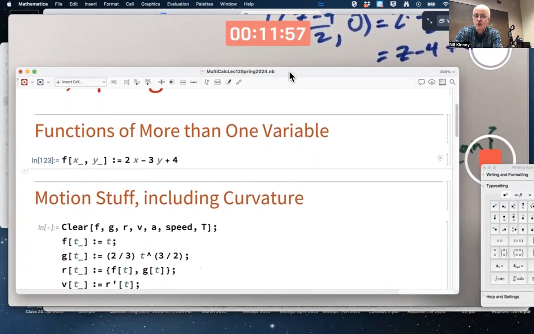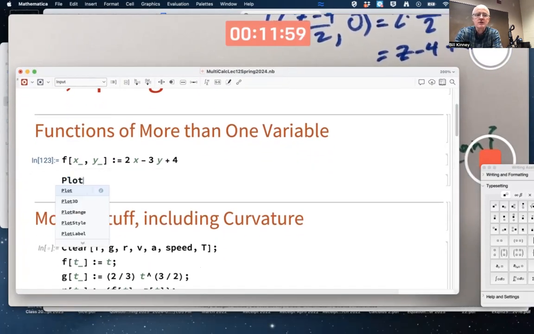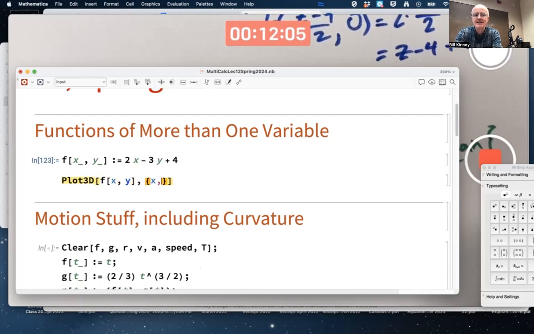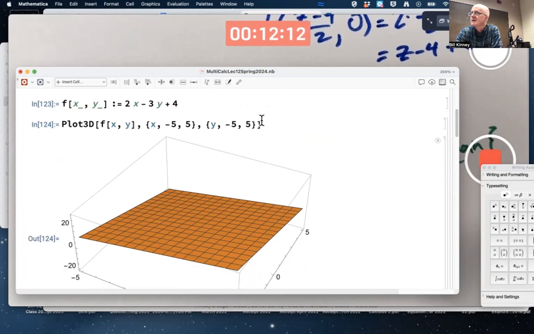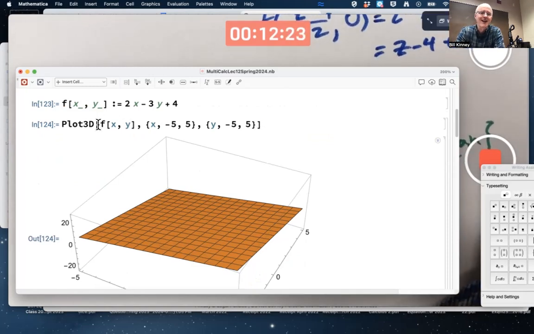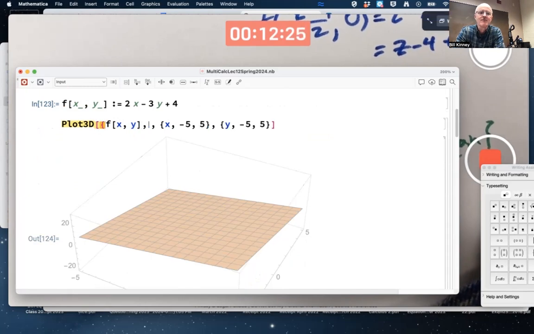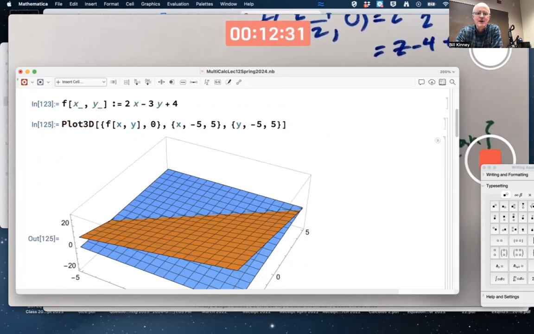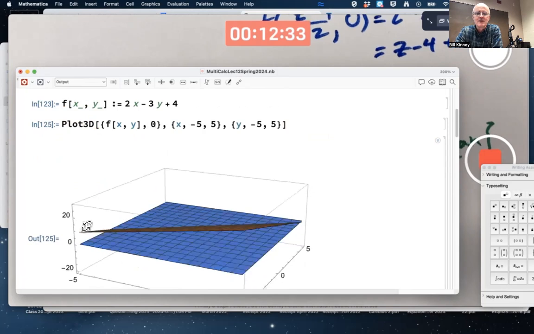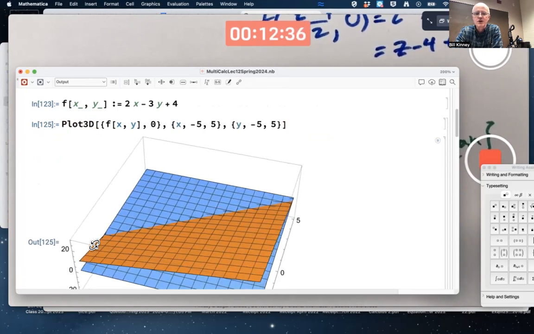To see the true graph of this function, use Plot3D. Type in the function name, let x and y vary over some range of values. The graph is a plane. Shouldn't be too surprising because it's a linear function. Where is the XY plane in this picture? I could put it in there by also graphing the function 0. That'll graph the XY plane. That's the blue plane. So the function that I'm interested in is this orangish graph.